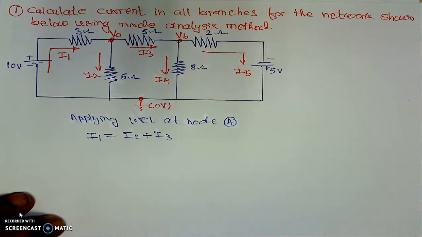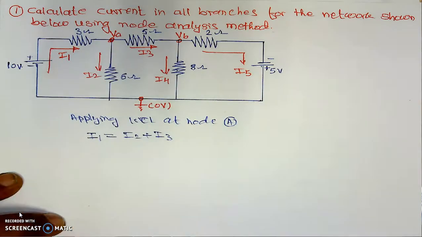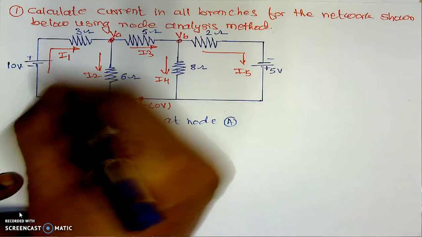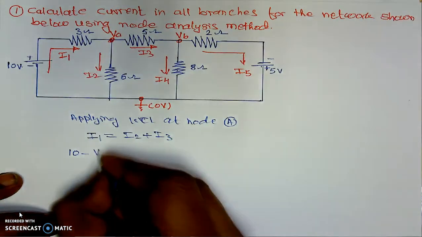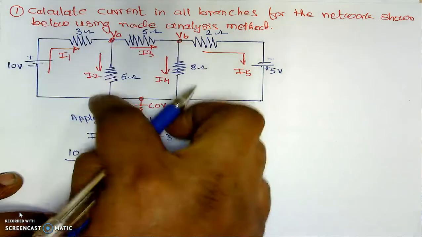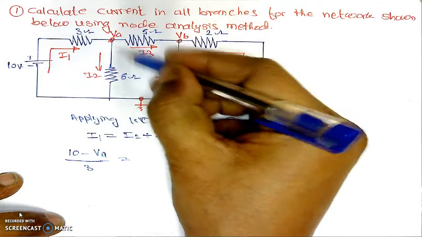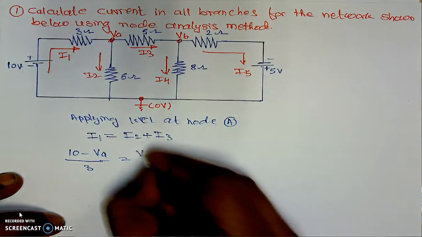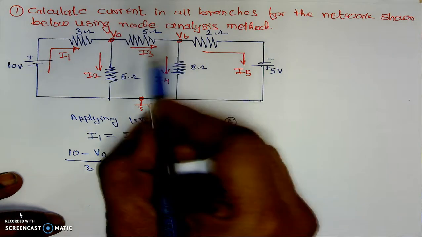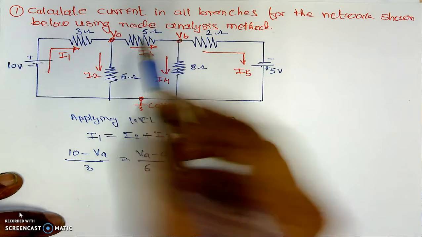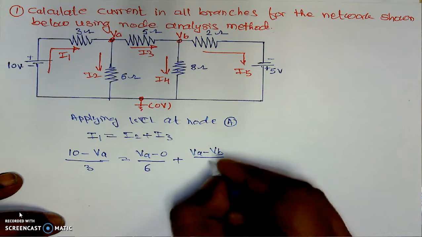Now, we will find the value of the current I1, which is the potential difference of this branch divided by the resistance of this branch. Here the potential is 0, we are traveling in this direction, negative to positive, so it is plus 10, minus the potential at this node, VA, divided by the resistance of this complete branch, which is 3 ohm, equal to I2. I2 is the current in this vertical branch: VA minus 0 divided by its resistance, which is 6 ohm, plus I3. I3 is the current in this horizontal branch: VA minus VB divided by its resistance, which is 5.